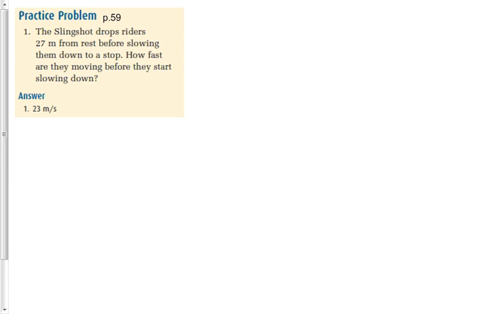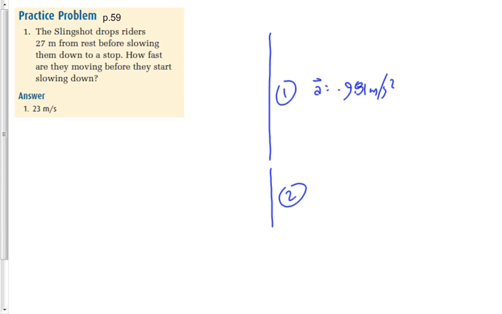It drops riders 27 meters, and then it slows them down. So you're free falling for stage 1 at 9.81 meters per second squared, and then during stage 2, this slingshot begins to slow the riders down. So I don't know what the acceleration is there, right? You're still falling, but you're not under the influence of just gravity in stage 2. We want to know how fast they're moving before they start slowing down. In other words, we want to know how fast they're moving right here.